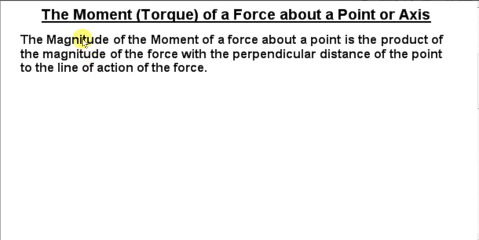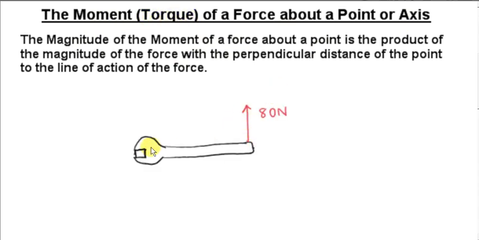So let's look at the definition of the magnitude of the moment of a force about a point. The moment of a force about a point or axis is actually a vector quantity. Another name for it is the torque of the force. Let's look at a simple example to illustrate the magnitude of the moment of a force. Here we have a wrench and we're trying to open something, say we have a nut here and we want to turn it anti-clockwise.